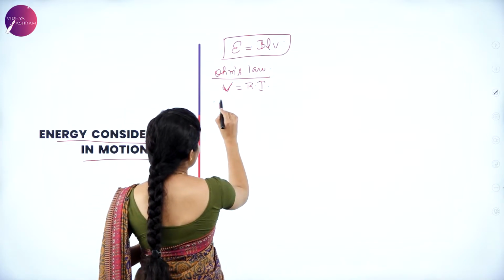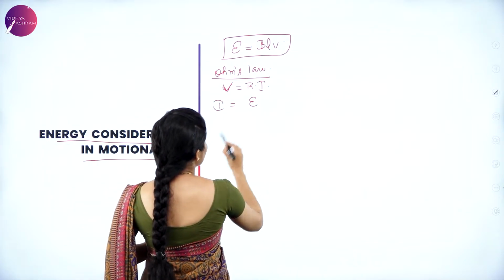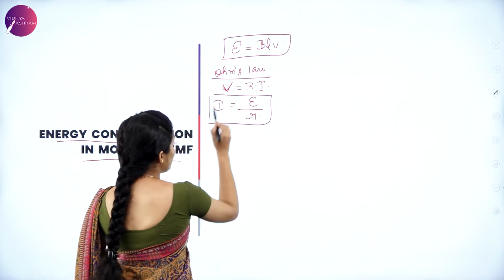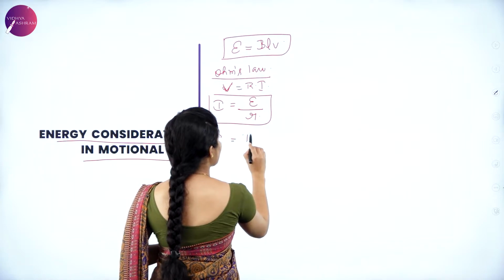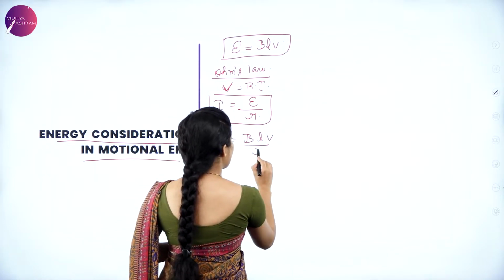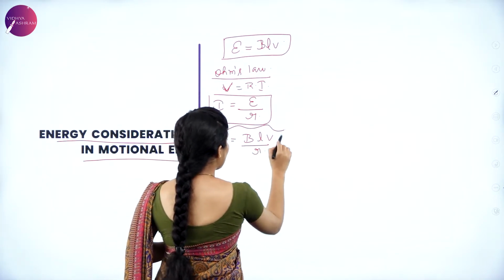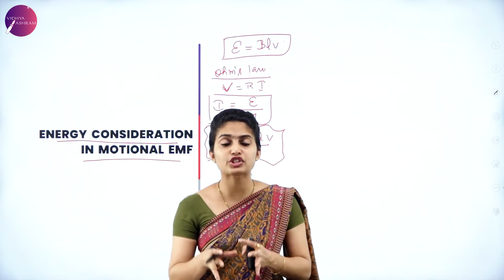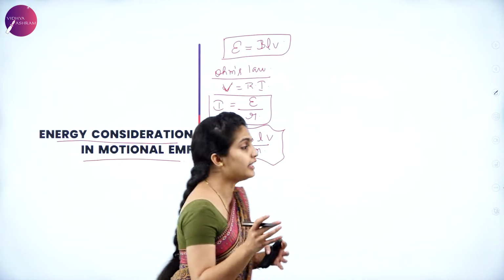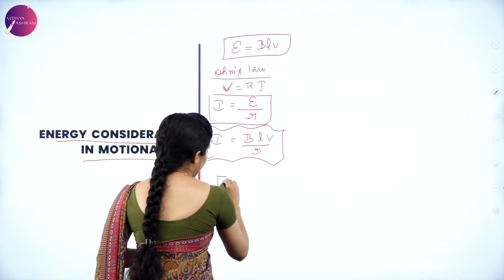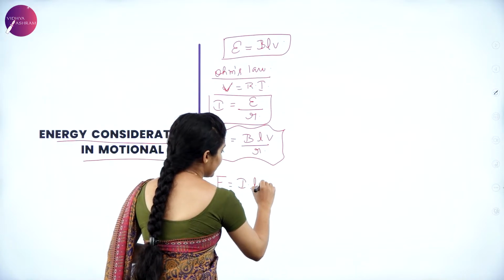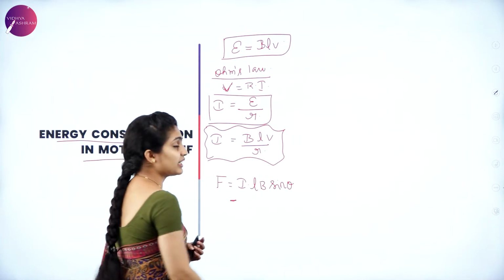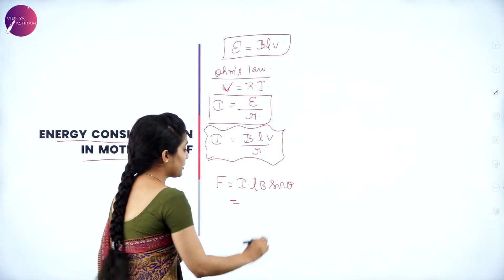So we can just retain I here, which is equal to epsilon divided by R. So we have this equation. Substituting, we have I is equal to BLV divided by R. And we know that the magnetic force on the conductor which is moving perpendicular to the field is given by F is equal to ILB sine theta, which we had studied in moving charges and magnetism.